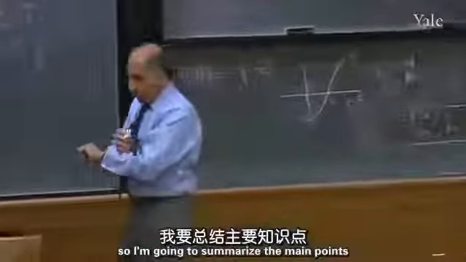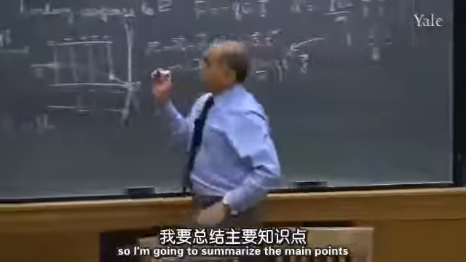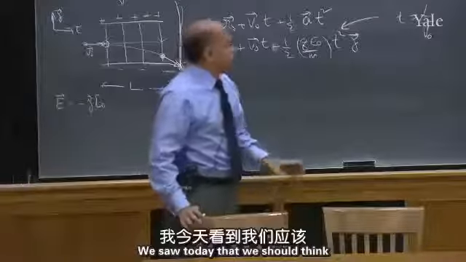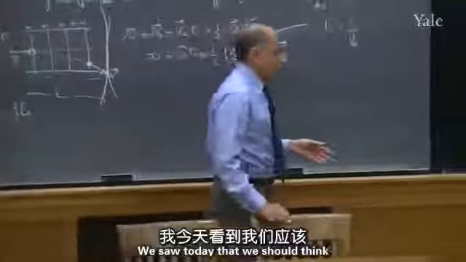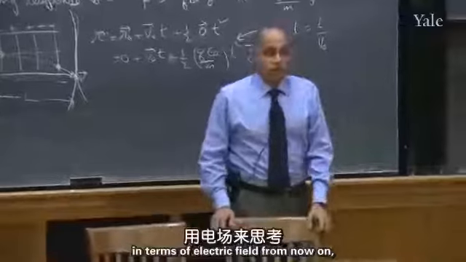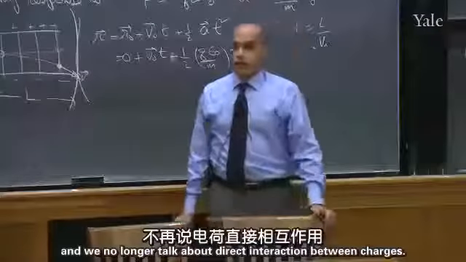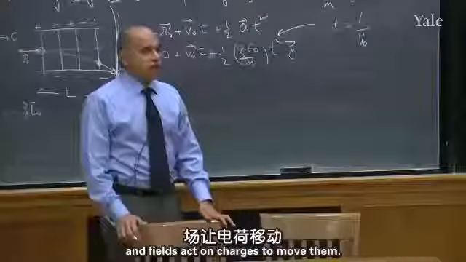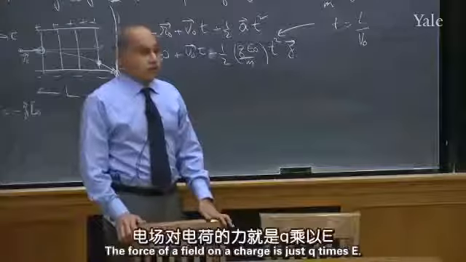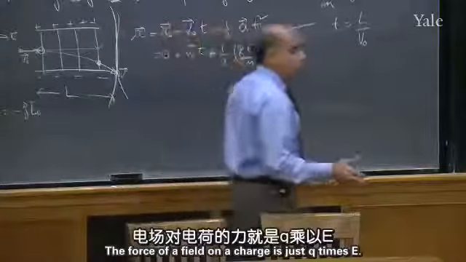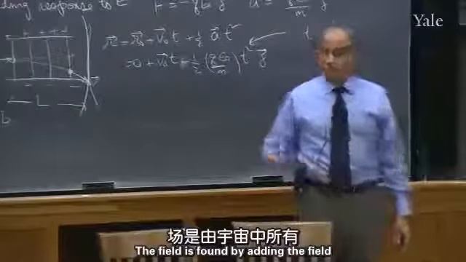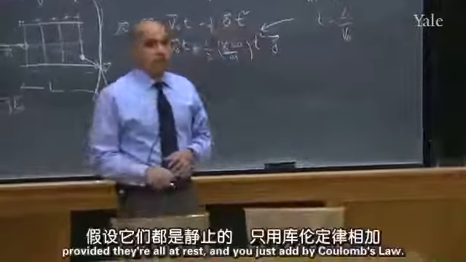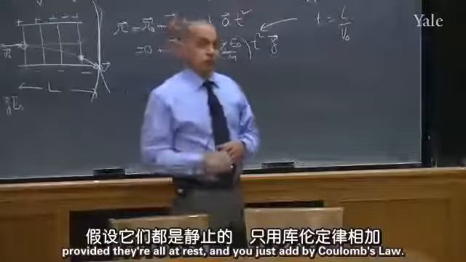All right, so I'm going to summarize the main points so you can carry that with you. We saw today that we should think in terms of electric field from now on. We no longer talk about direct interaction between charges. We say charges produce fields, and fields act on charges to move them. The force of a field on a charge is just Q times E. The field is found by adding the field due to all the charges in the universe, provided they're all at rest. Then you just add by Coulomb's law.